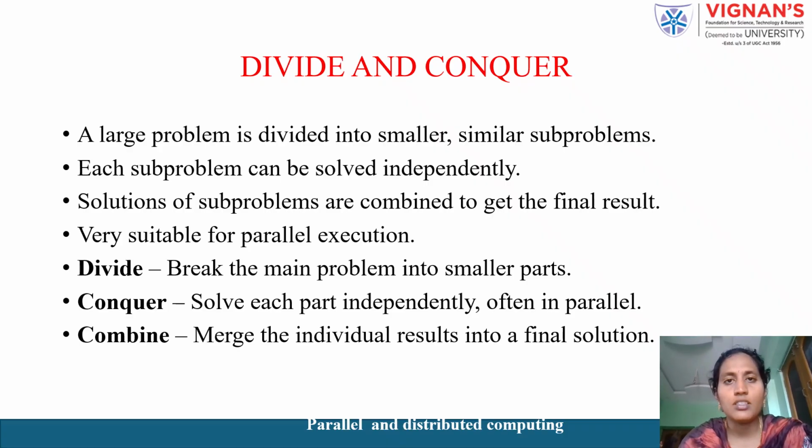In divide and conquer, there are three main steps involved. The first one is divide. In divide, the main problem is broken down into subproblems or subparts. In conquer, each problem is solved independently, often in parallel. And the last one is combine. Combine is nothing but merging the individual results into the final solution.